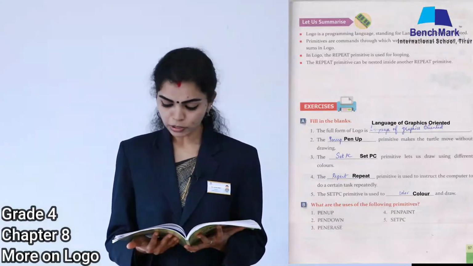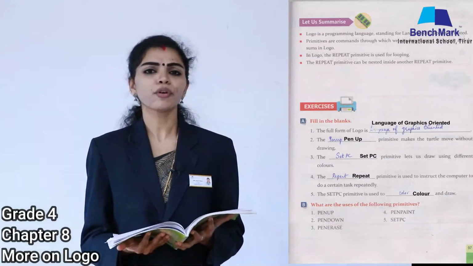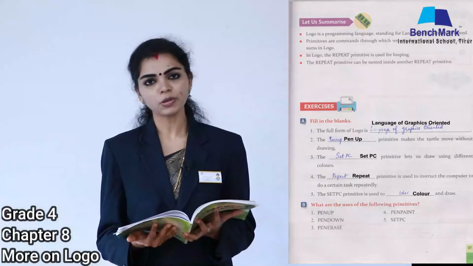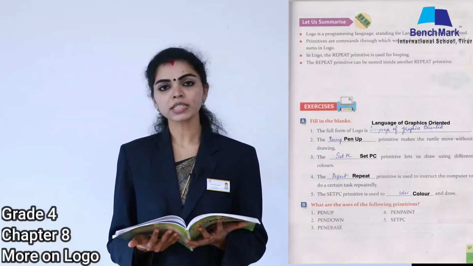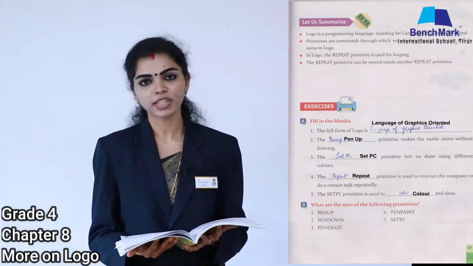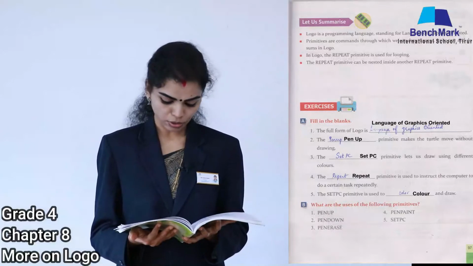The dash primitive is used to instruct the computer to do a certain task repeatedly. So if you want to repeat some task, which primitive do we use? We use repeat. The set pen color is used to dash, color and draw. So with the help of set pen color, we can give color. Okay. So you need to write color and draw.